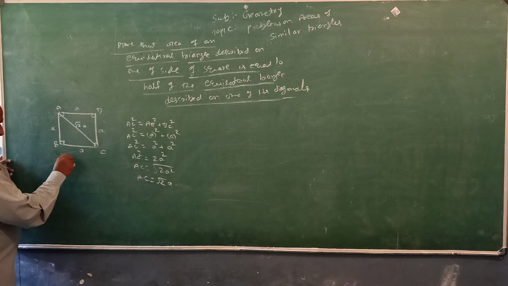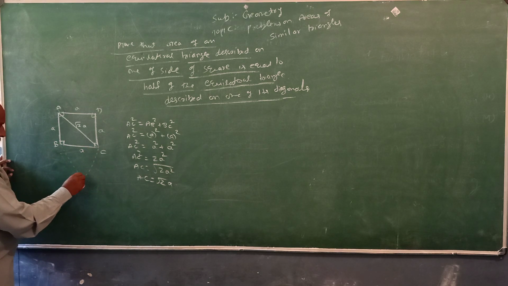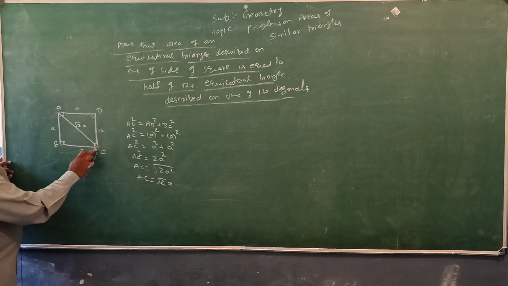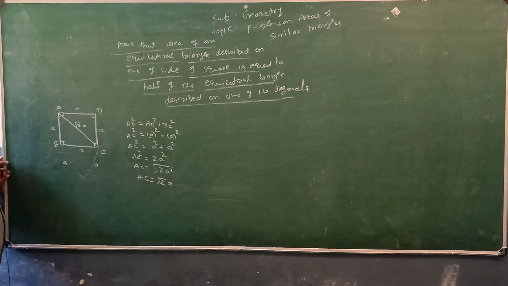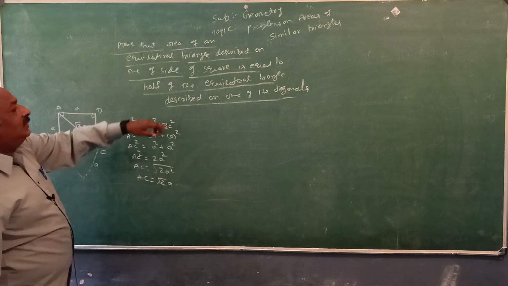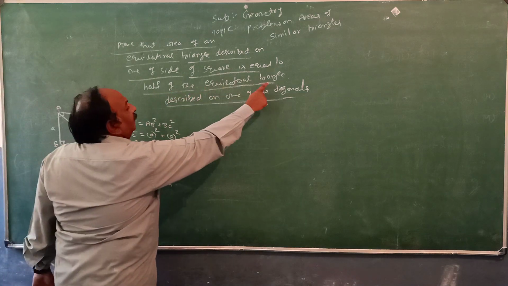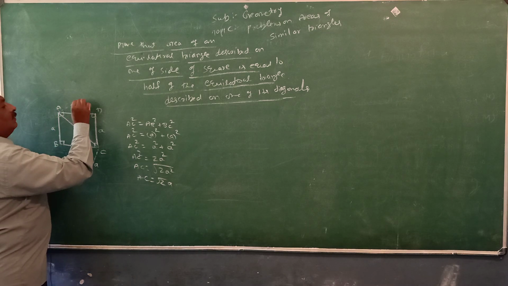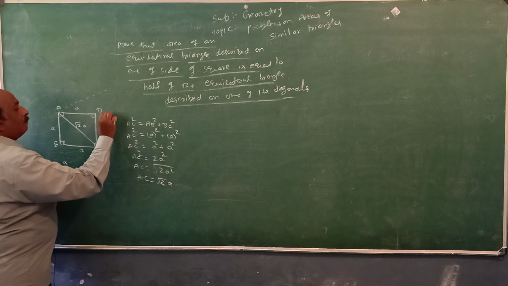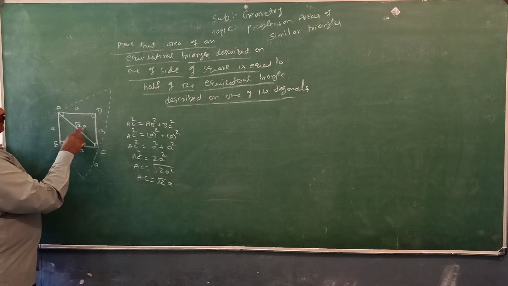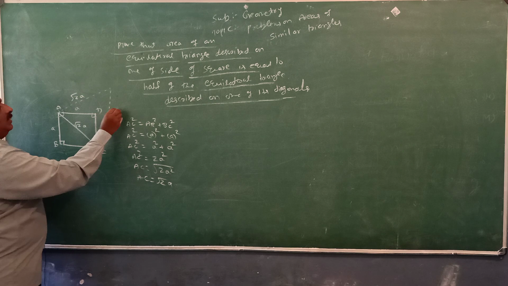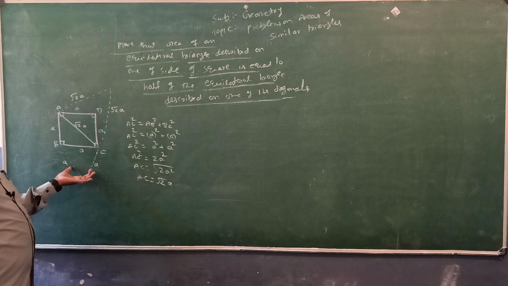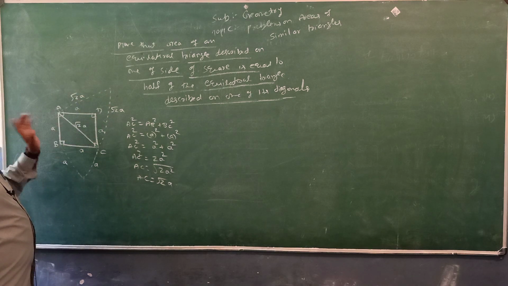square, one of the sides of the square. This is called an equilateral triangle. If this side is A, this side is also A, this side is also A. The area is equal to half of the area of an equilateral triangle described on one of the diagonals. We have to describe one more equilateral triangle. This is root 2 A, this is also root 2 A, this is also root 2 A. So this is an equilateral triangle of side A, and this is an equilateral triangle of side root 2 A.